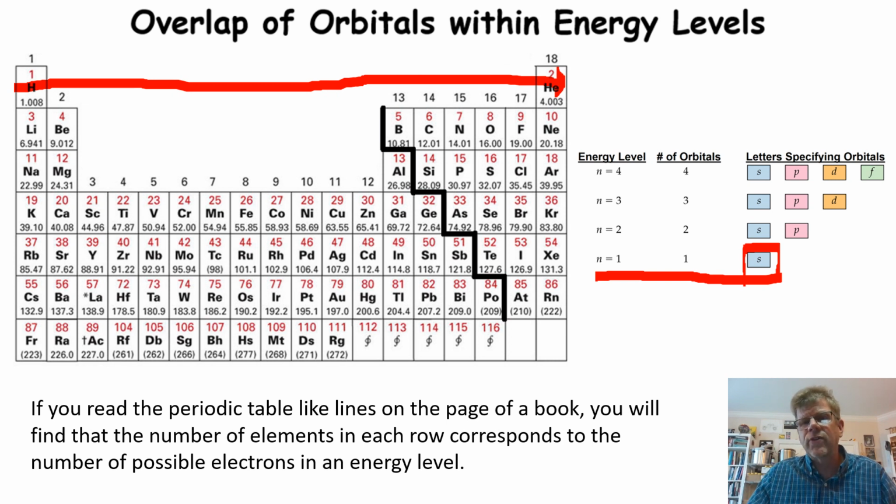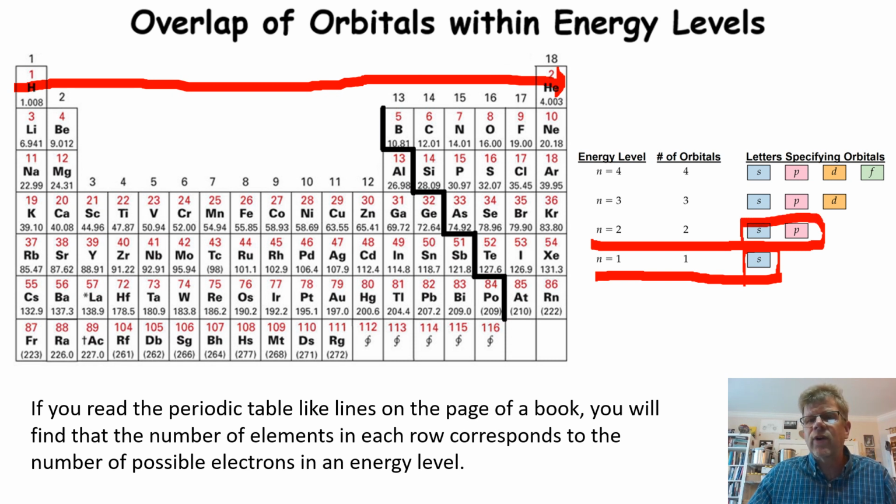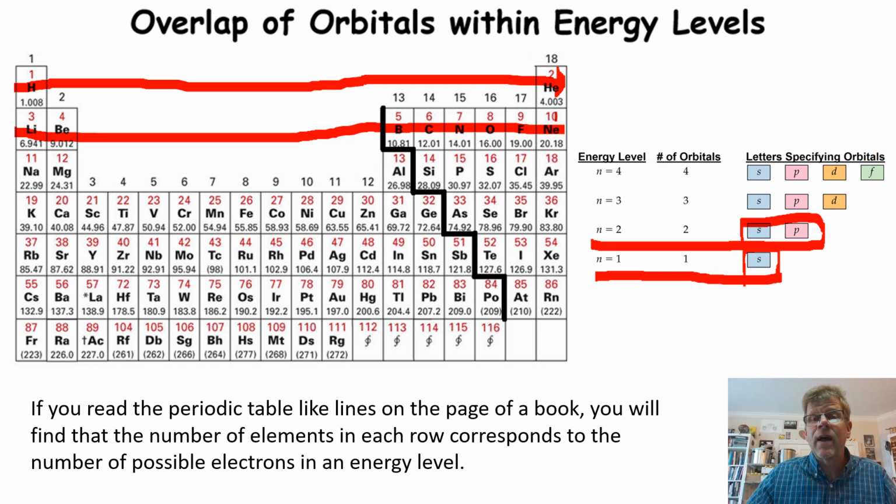Look over again onto the right-hand side, energy level 2. What do we have in there? Well, we have a 2s orbital and a 2p orbital. How many electrons fit in an s orbital? 2. How many electrons fit in a p orbital? 6. Total of 8 in energy level 2. Rolling across the row: 1, 2, empty space, 3, 4, 5, 6, 7, 8. 8 elements in that row, 8 electrons in that energy level.